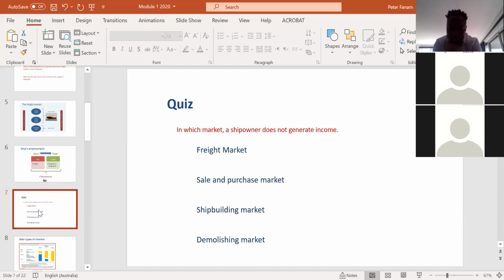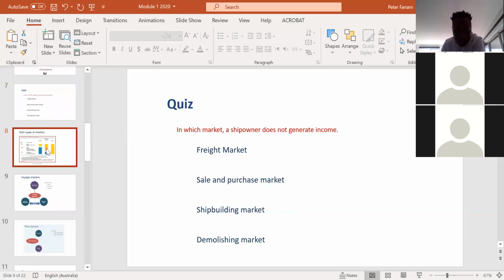So what would be the right answer for this sample quiz here? Shipbuilding market. Yeah. Does everybody agree with this? Everybody agree that it is the shipbuilding market? Yeah, I see the thumbs up. So yep, that is correct. That is the correct answer.